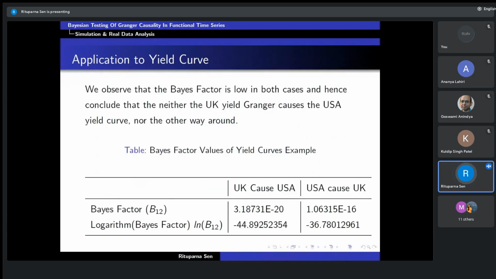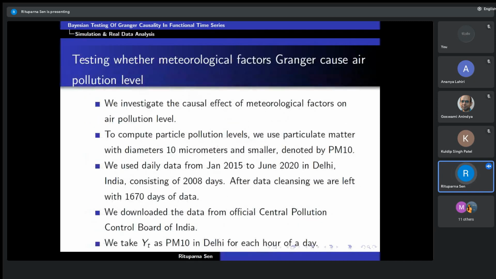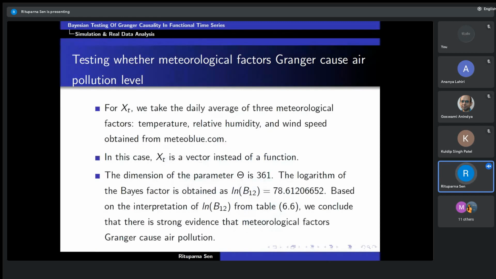So let us look at this table now. So 78 for the logarithm of base factor means there is a decisive evidence against H naught. So there is definitely Granger causality in the pollution level of Delhi. Essentially, what that means is if you want to predict the pollution level of Delhi, the whole curve for a whole day, then in addition to taking the past curves, if you also take the past meteorological factors, then your prediction will improve a lot. So that was our conclusion.